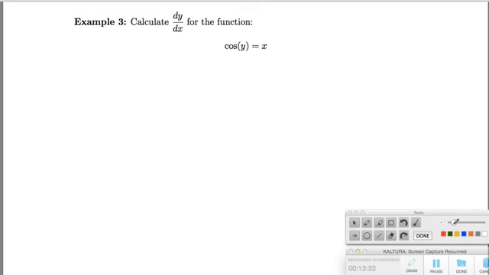So cosine of y equals x. Well, you couldn't solve this for y unless you took cosine inverse on both sides. We would like to not have to deal with cosine inverse if possible. So we're going to try to use implicit differentiation here. We know the derivative of cosine, but might not know it for cosine inverse. So cosine of y equals x. Well, we're just going to take the derivative on both sides with respect to x.